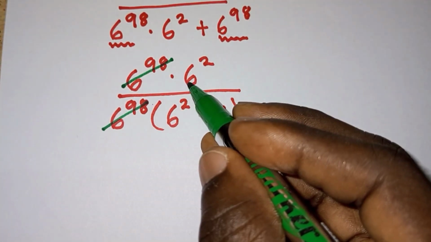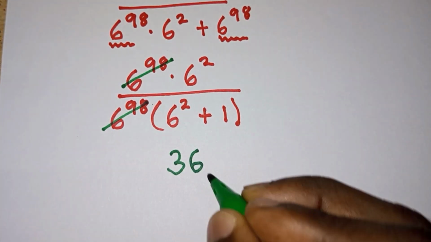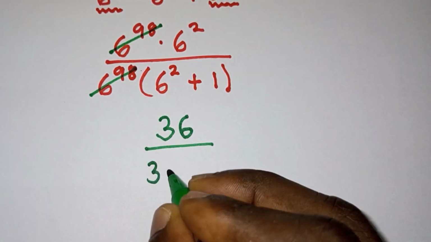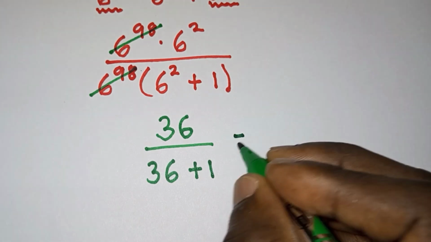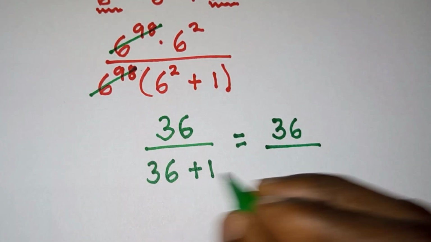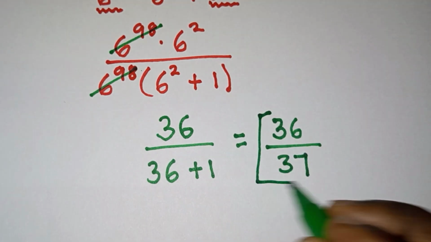Now we are left with 6 to the power 2, which is 36, divided by 6 to the power 2, which is 36 again, then plus 1. So we're going to have 36 divided by 36 plus 1, which is 37 as the final answer.